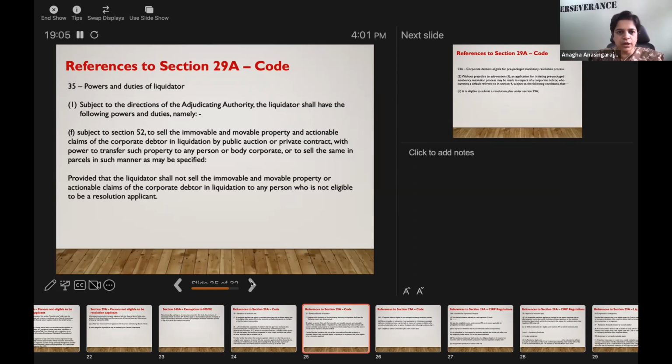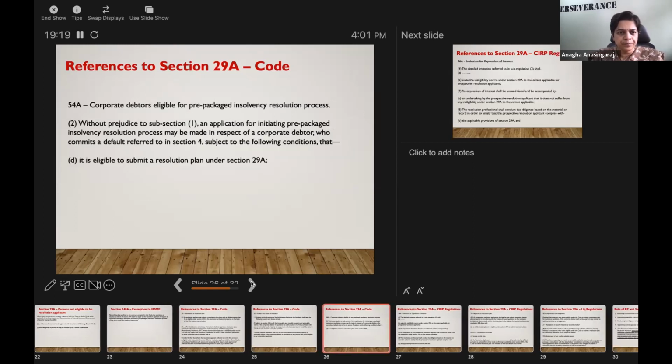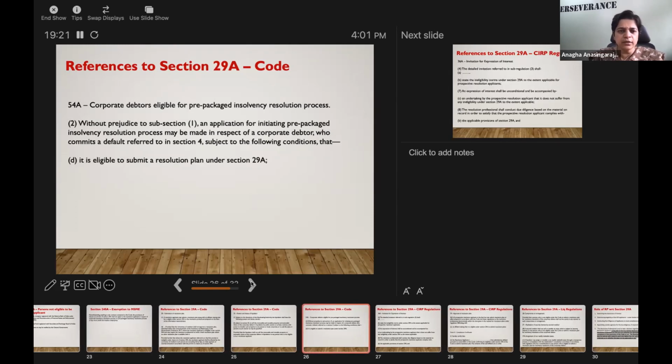So we'll refer to the schedule. Provided that the liquidator shall not sell the property to any person who is not eligible to be a resolution applicant. So again, we need to check the eligibility of the potential buyer also with reference to section 29A. Now in 54A, which relates to the pre-packaged insolvency resolution, again here, for resolution plan submission, the applicant should be eligible under 29A.